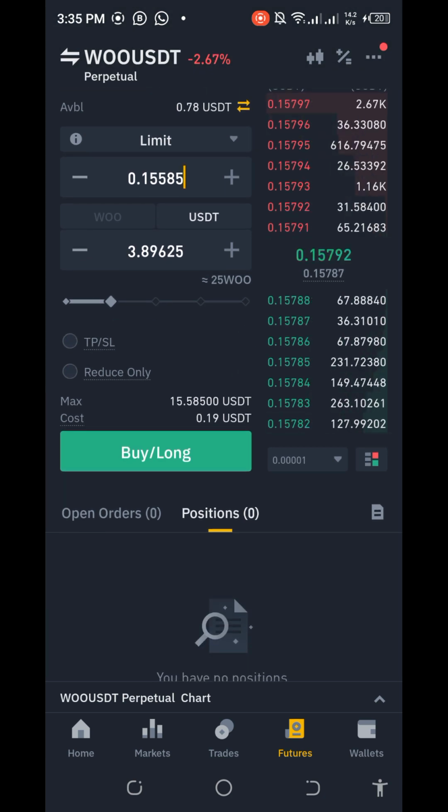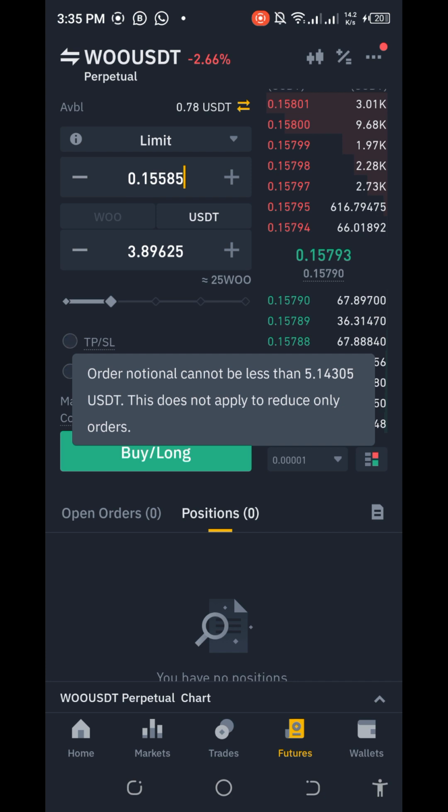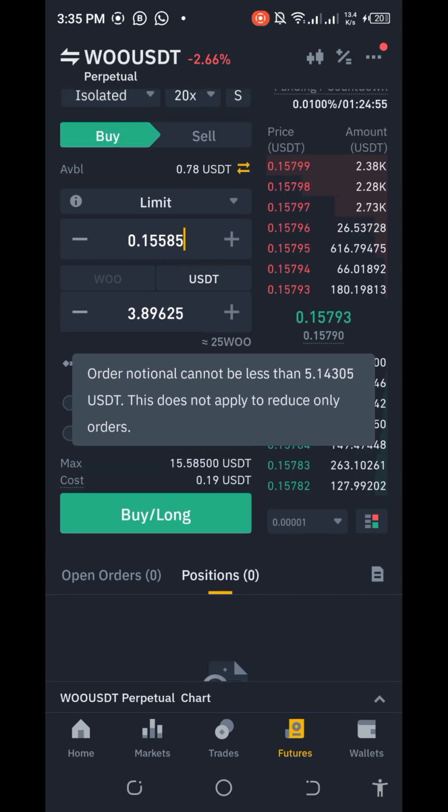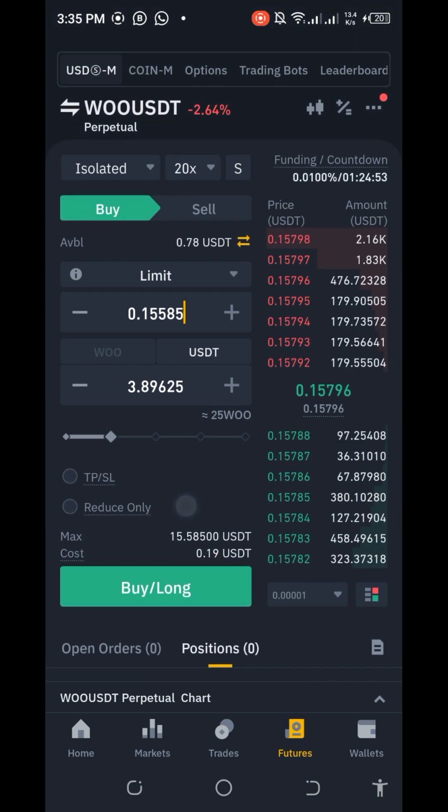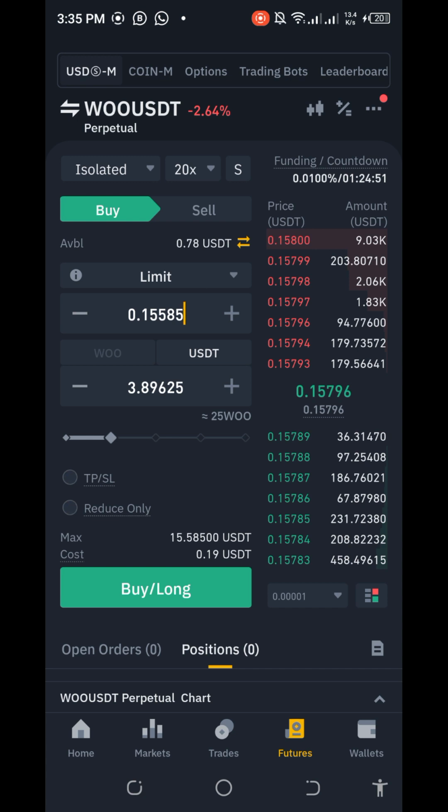Then when I click on buy, you can see it's less. This is too small for it. Do you understand what I'm saying? It's too small. So let me pick another pair, another coin.